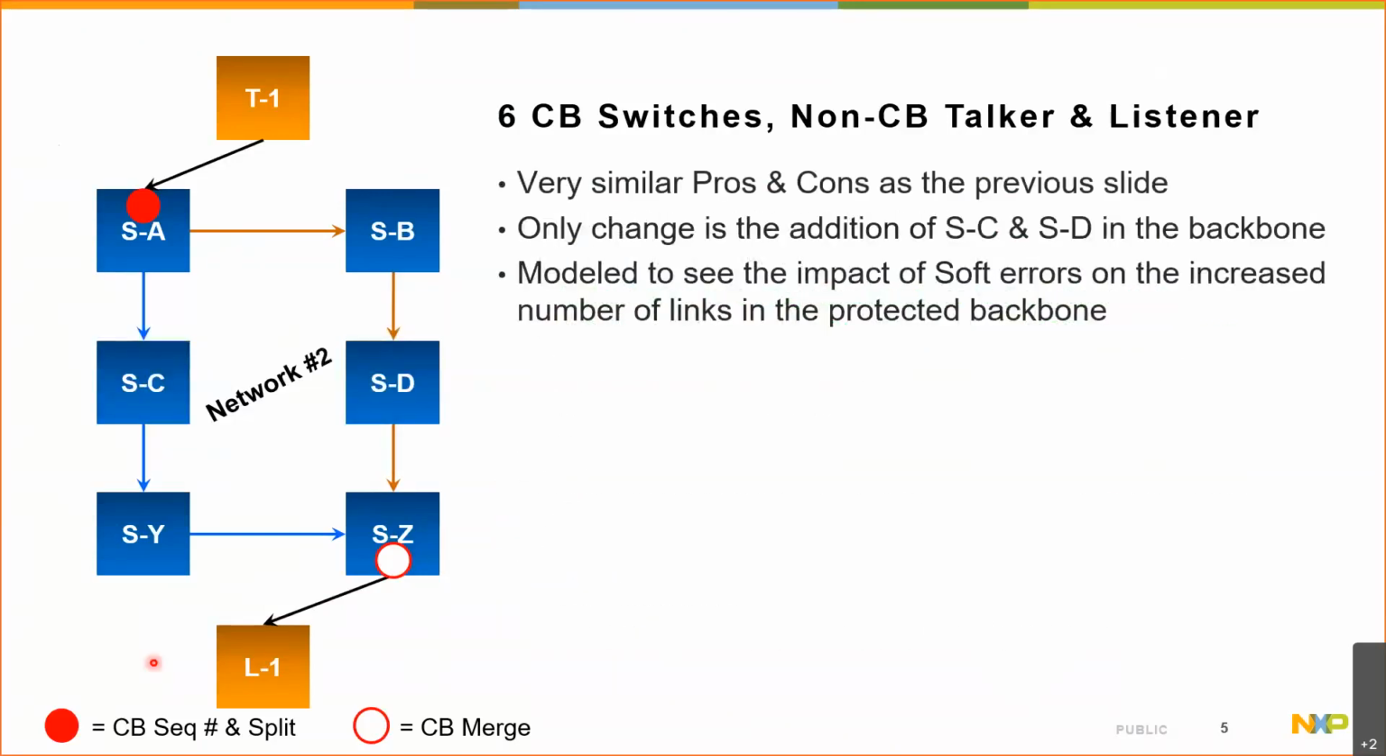So our network 2 is identical except we've added 2 switches in the middle, and this was to help us evaluate if the number of hops changes the reliability much in the backbone that's being made redundant.